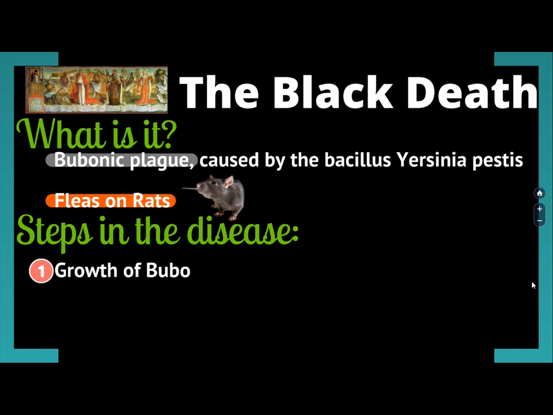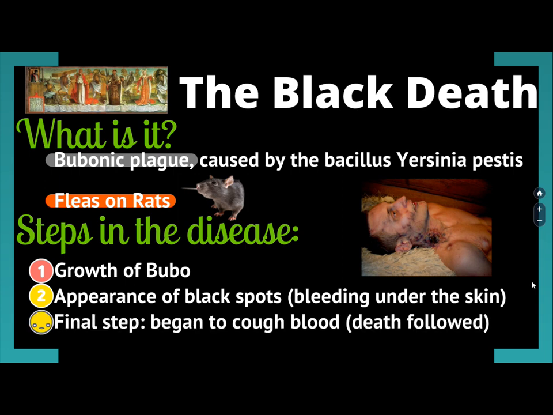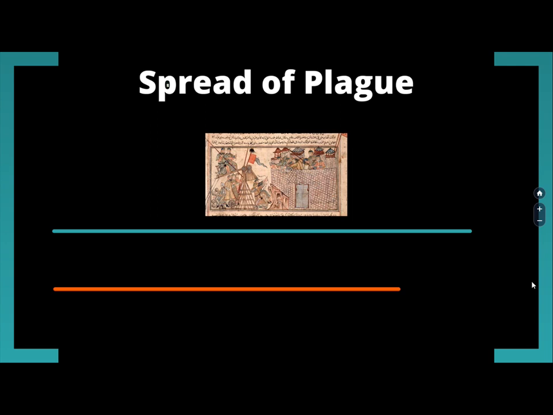Basically, the first step is you contract the disease, right? And once you start to develop symptoms, the first symptom is you see the growth of bubos, which are like boils all over your body. Second is the appearance of black spots. Basically, you're internally bleeding, all right? So you're bleeding under your skin. And lastly, the final step was you began to cough blood, which meant death would quickly follow.